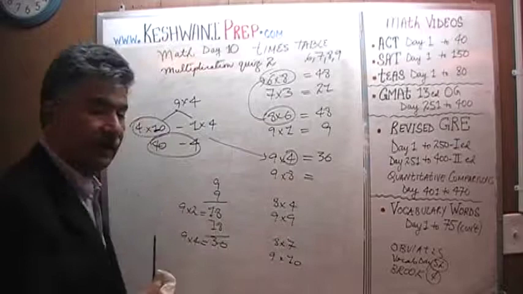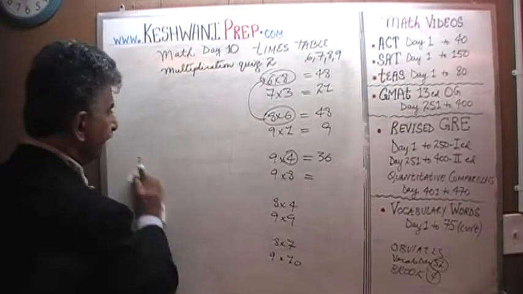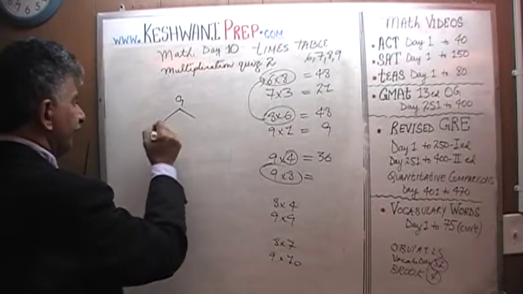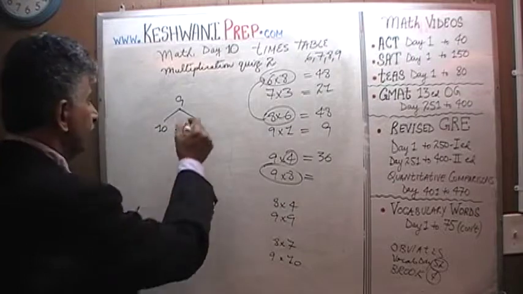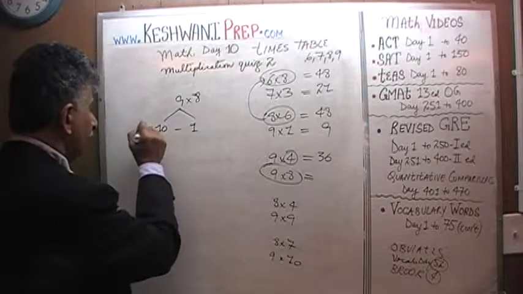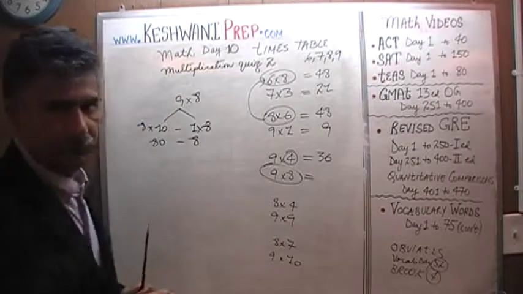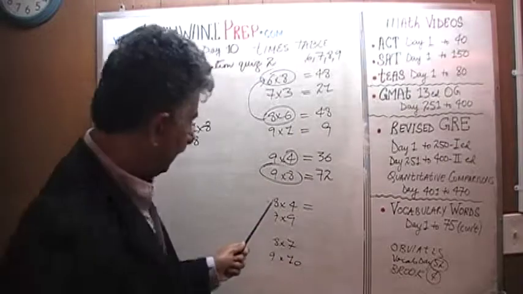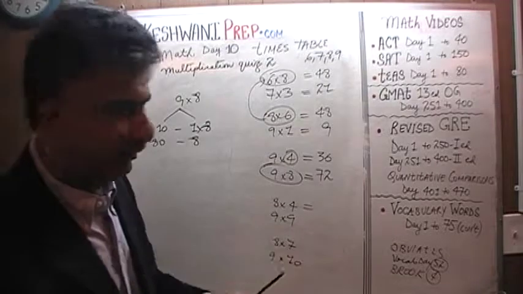How about 9 8s? 9 8s is a tough one, isn't it? 9 is the same as 10 minus 1. And this is something that you should do in your head. Say to yourself, 9 8s will have to be the same as 10 8s, which is 80. And then take away 1 8. So it's 80 minus 8, which is 72. 8 4s are 32, because 8 plus 8 is 16, and if you double the 16, you get 32.